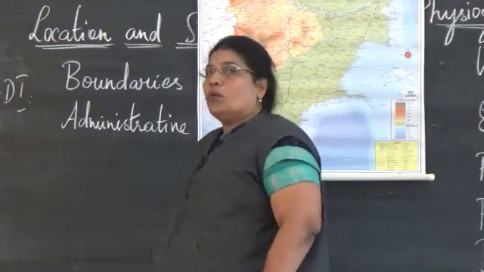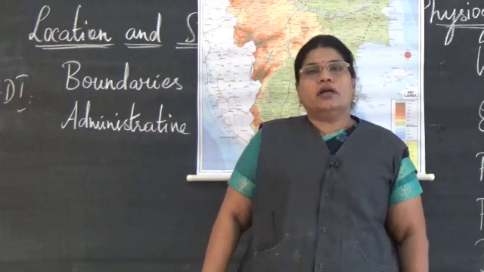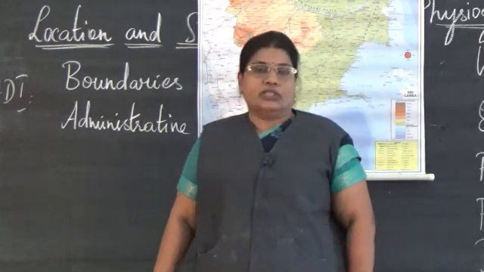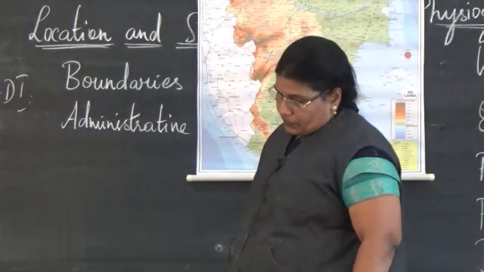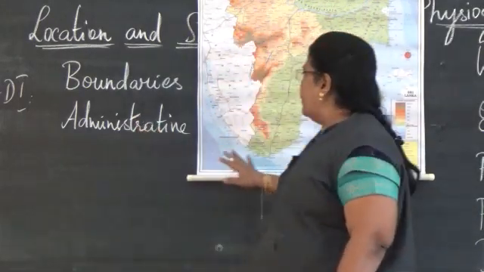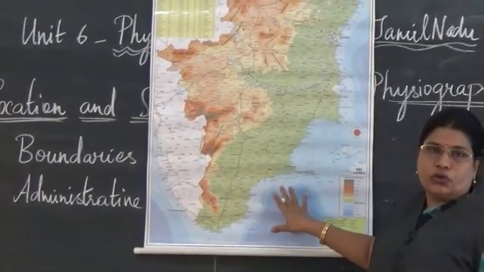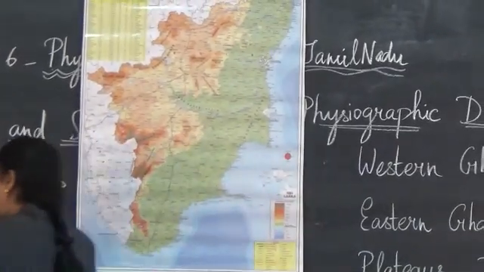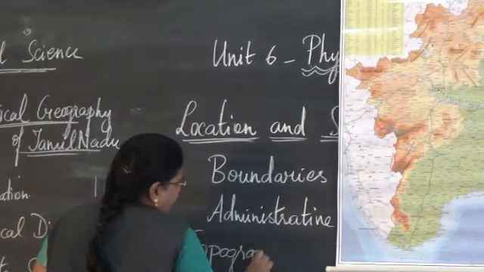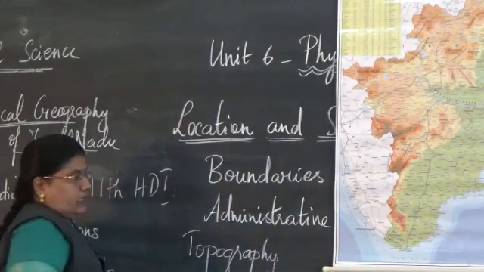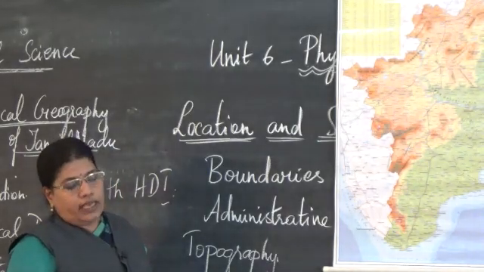And we have various geographical divisions in India. In the same way Tamil Nadu also has various physical divisions. We are going to learn about the explicit physiography of Tamil Nadu. Now what do you mean by physiography, otherwise the topography of a place? It is the mountains, rivers, plateaus, coastal plains, etc.